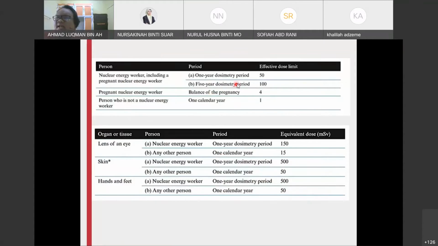And this is the prescribed effective dose limit for the nuclear energy worker, pregnant nuclear energy worker, and person who is not a nuclear worker. As you can see, effective dose limit is within 50 millisievert, 400 or 1 for organs or tissue. So like 1 year, 1 calendar year, skin, hands and foot are also included, as you can see here.